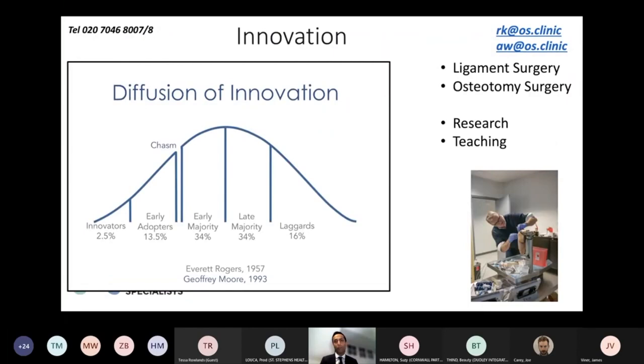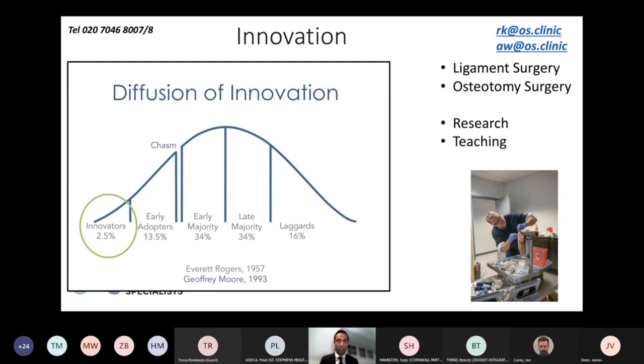So before I go into the process of osteoarthritis, we're going to talk a little bit about the things that we do on a day-to-day basis in surgery. Now, when people start off doing certain procedures, initially the response from the community is that this is new, this is not a good way of doing things, and we've always done things a certain way, and that's a better way of doing things.